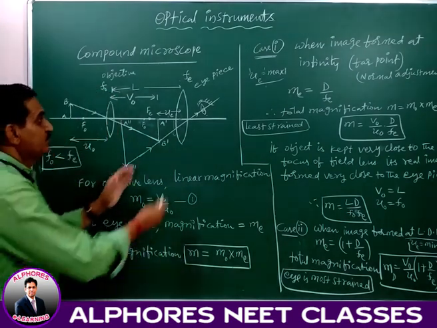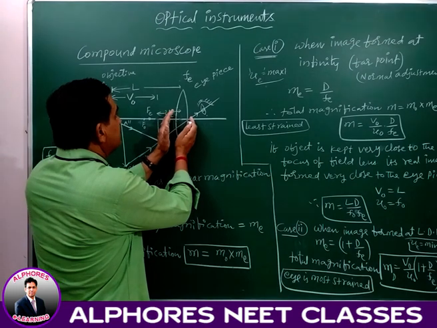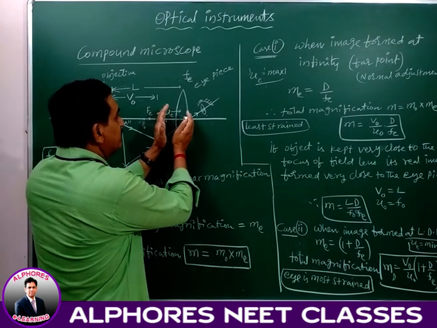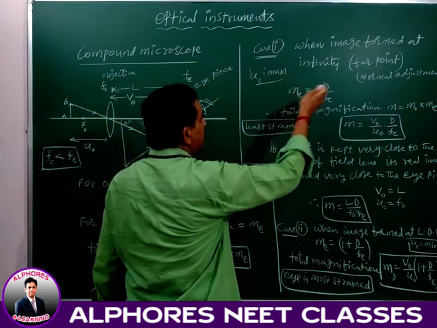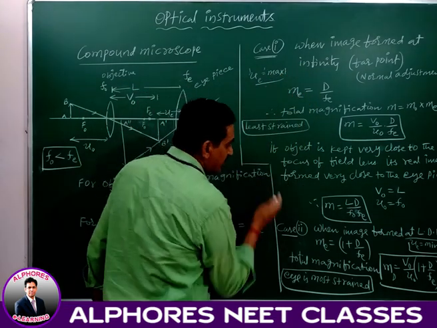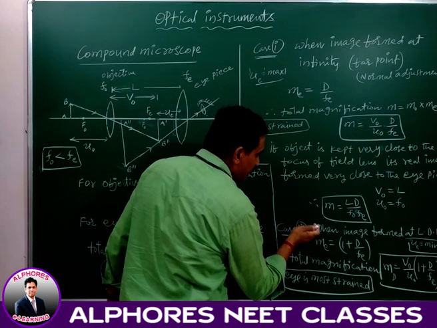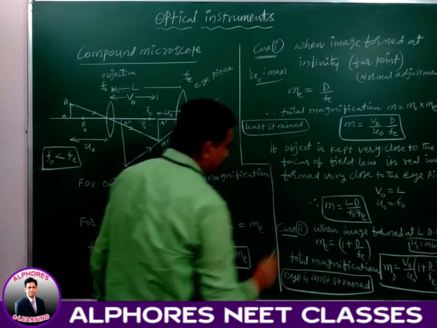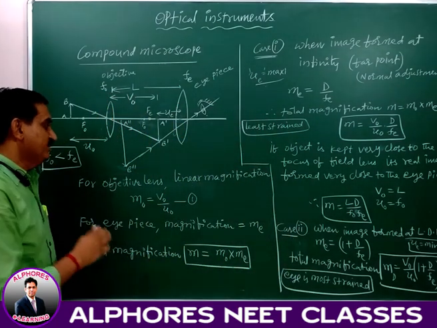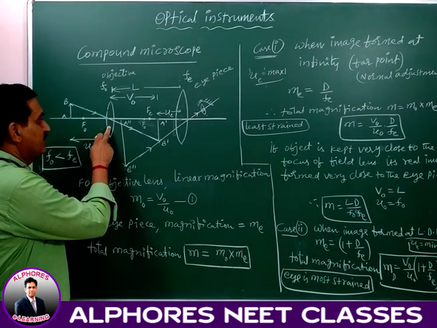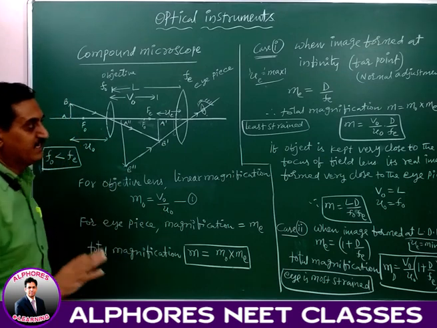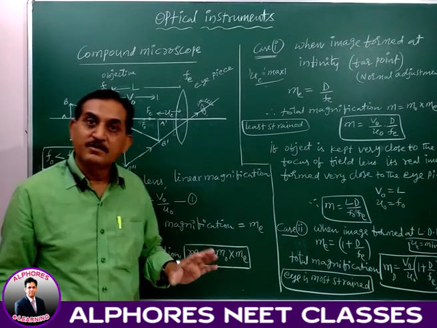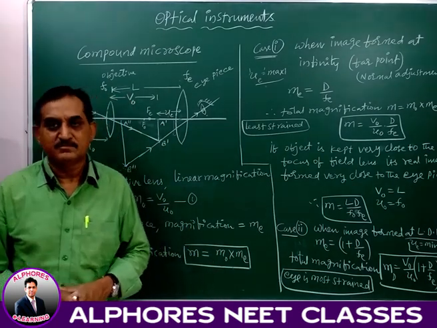See here, in its mechanism the eyepiece is totally acting as a simple microscope. Therefore, the same formula is used when the image is formed at infinity, and the same formula is used for a simple microscope when the image is formed at LDDV. Only the magnification due to the objective lens or field lens, V naught by U naught, we are combining with it. That's enough. Remaining everything will be the same.